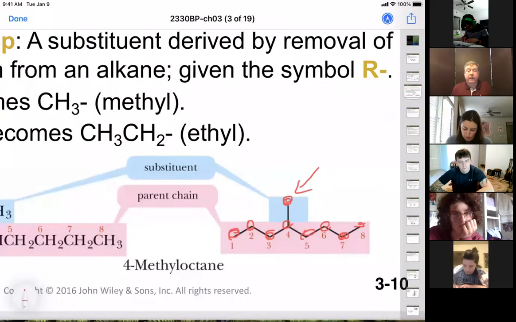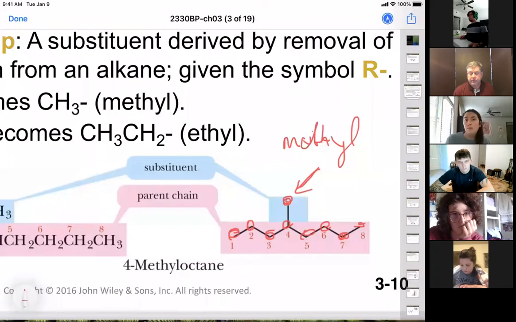We've got to identify that one carbon because it's not octane. It actually has a methyl group on it. So that's one carbon. We start with our meth, add the -yl at the end to make it a methyl substituent, and then we signify where it is.